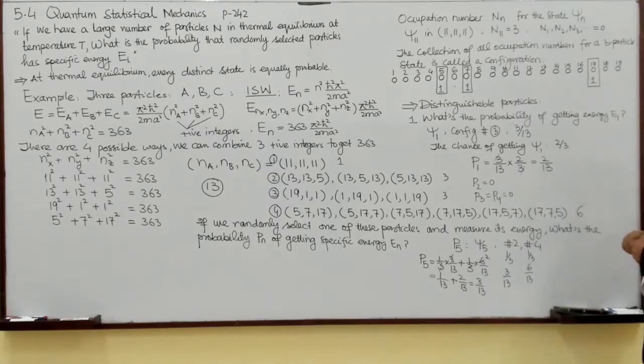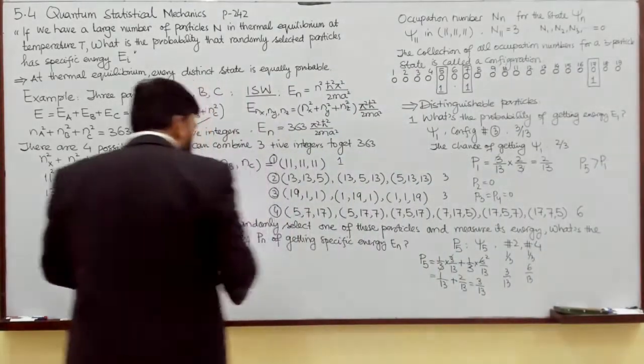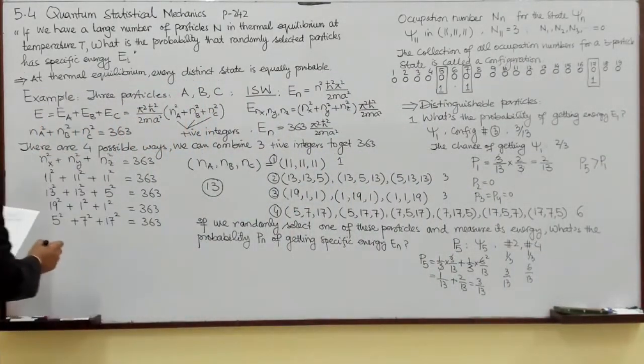So we have P5 greater than P1. It means P5 is more probable in this setup, in this system, compared to P1. And similarly, we can calculate the other probabilities as well here. Let me calculate here P7.